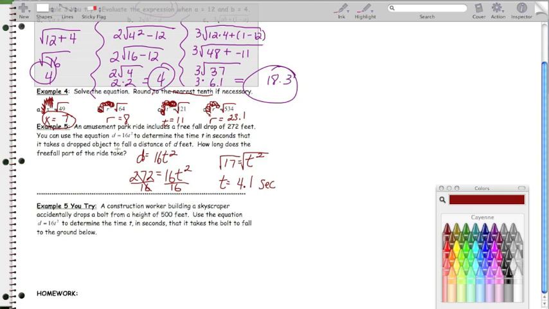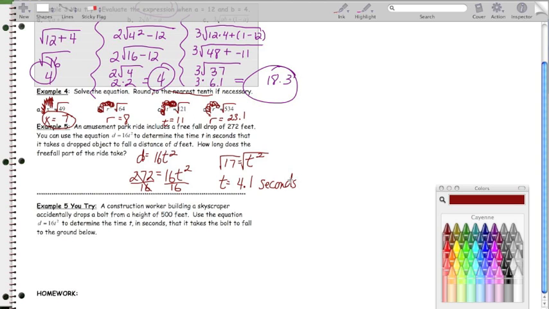We want to label it because it is a word problem. Okay, I don't think it says anywhere, I might be missing that. Nope. So 4.1 seconds. You are from 272 feet, which is almost a football field long, all the way to the bottom in basically no time at all. All right, example 5, you try.